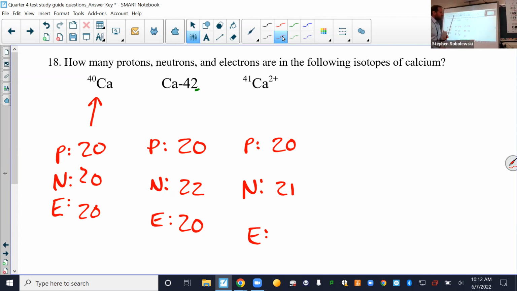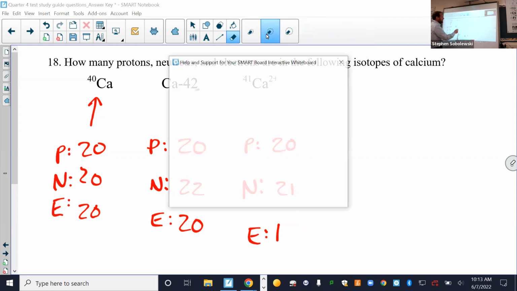And for electrons, like I said, if it's electrically neutral, meaning no charge, then the protons equal the electrons. But in this case, it has a charge of 2 plus, meaning it has 2 more positive charges than negative, or in other words, it has 2 fewer electrons than protons, which is going to be 18. Notice, if we have 20 protons and 18 electrons, let me do one quick board calibration here while I explain.